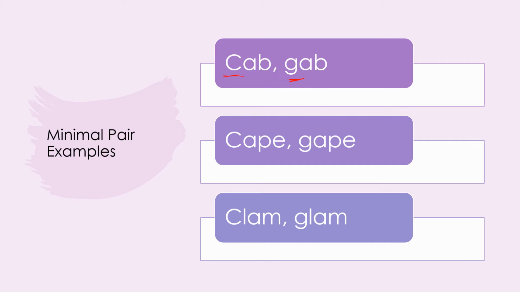Okay, and then I have cape and gape. Again, the only difference, K and G. All right, and finally, clam, lamb, and glam. All right, so the only difference here, see these all connect to each other. These connect with each other, okay.